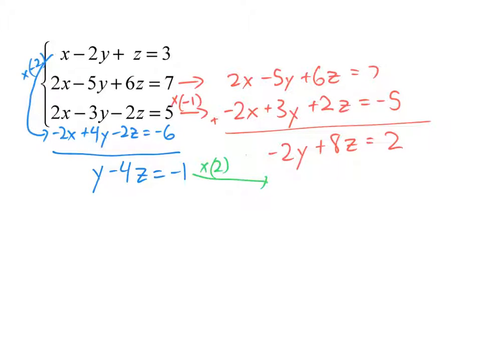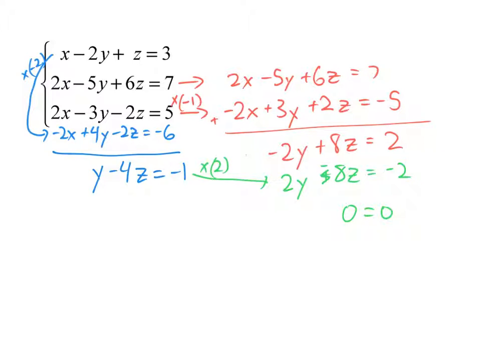That way I can get rid of my y's. So 2y plus 8z equals -2. And if you notice here, you end up getting minus 8z, 0, 0, 0. So 0 equals 0, which means it's not inconsistent. There is a solution, but there's going to be a ton of solutions.